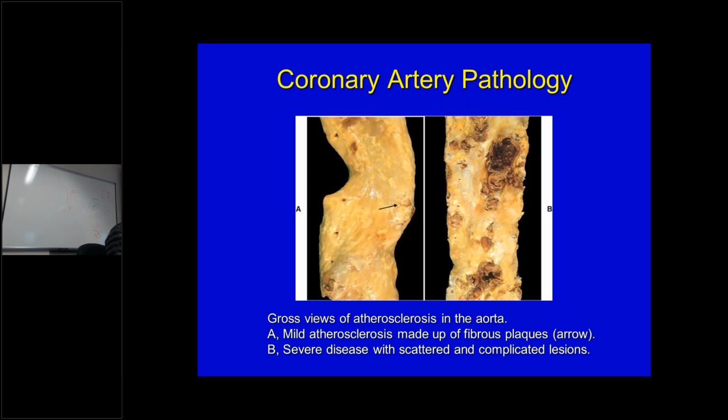So this is just a view of atherosclerosis in the aorta. A is mild atherosclerosis, where it's mostly fibrous plaques, but you don't have a whole lot of bleeding in there. Severe disease, you've got all these pockets of clots and bleeding, and B is where you have very vulnerable plaques, okay, that can rupture and bleed and whatnot.